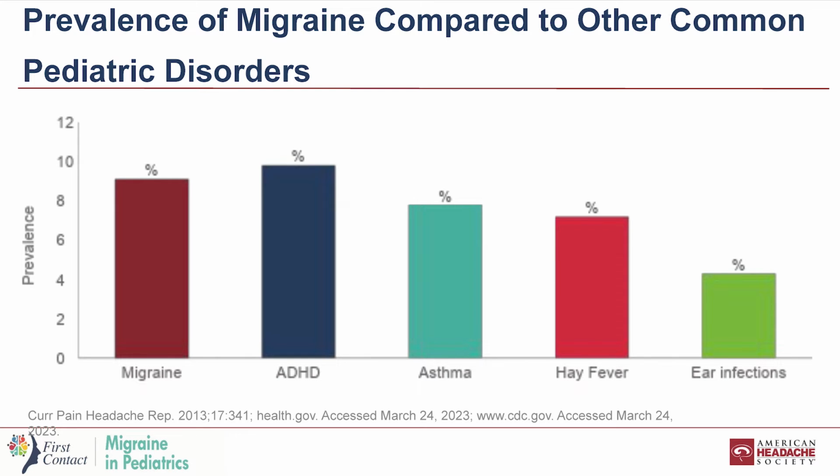So how prevalent is migraine compared to other conditions you often see in a pediatric practice? Well, we know that ADHD is present in 9.8% of children, and asthma is present in nearly 8% of children, with hay fever and frequent, recurring otitis all being rather frequently encountered in the pediatric practice. But did you realize that migraine, at its prevalence of 9.1%, is approximately equal to that of ADHD and asthma?